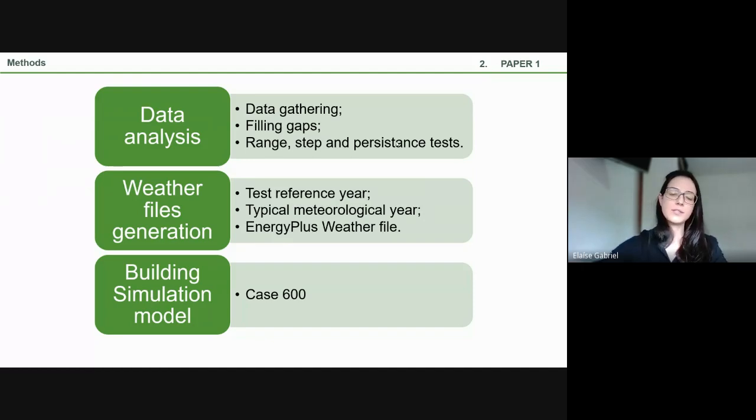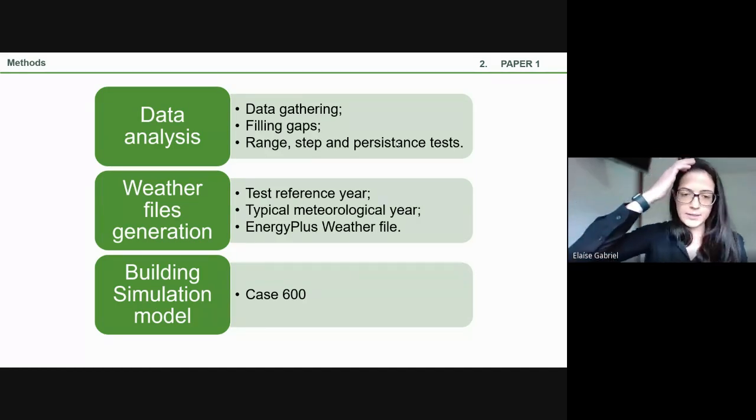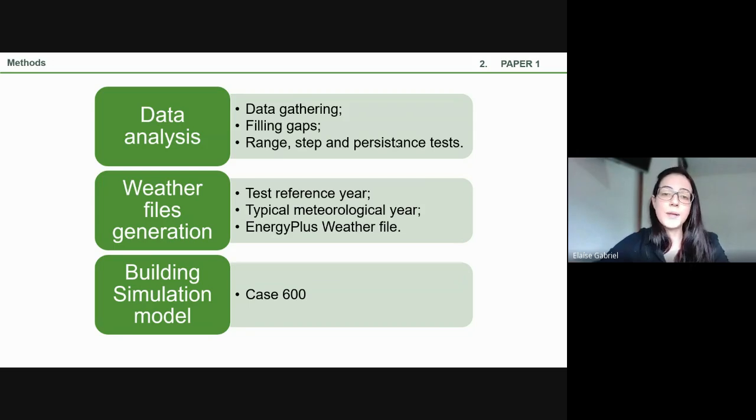So the method adopted to generate the new files started at the data gathering from the INMET database, and the data included hourly values from 2002 to 2020 of dry bulb temperature, dew point temperature, wind speed, atmospheric pressure, wind direction, and of course, precipitation. So since there were gaps in the data that we collected from INMET, we also applied a filling procedure. And this filling procedure varied according to the number of consecutive failures.